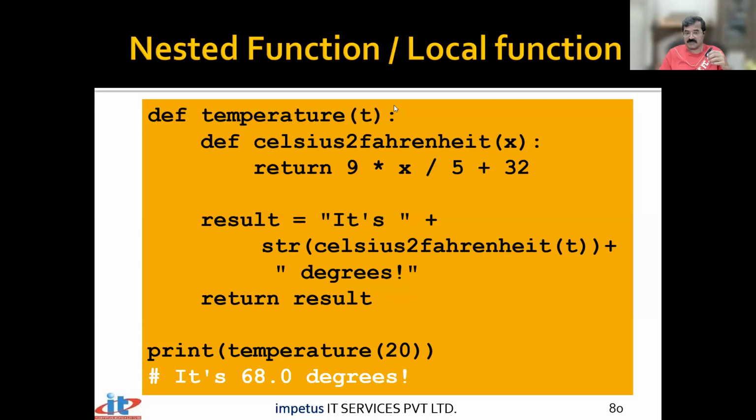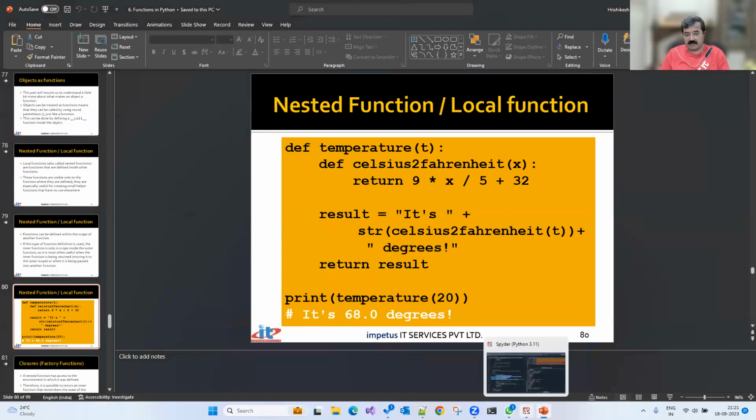So if I have temperature as a function, inside which I have another function called Celsius to Fahrenheit, then depending on the temperature to be converted, if you pass T, I could convert the Celsius to Fahrenheit and get the result in the appropriate format. So let's have a look at such a nested function that I have defined.